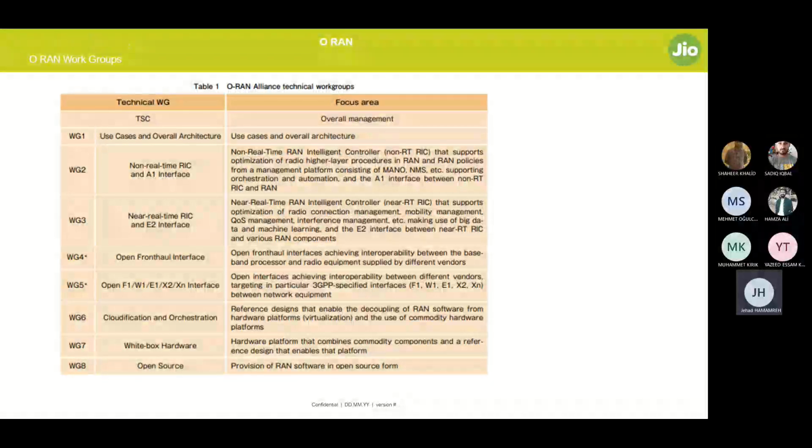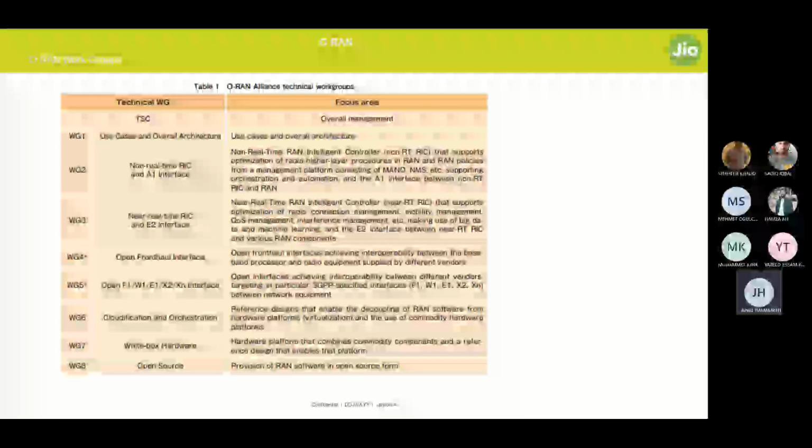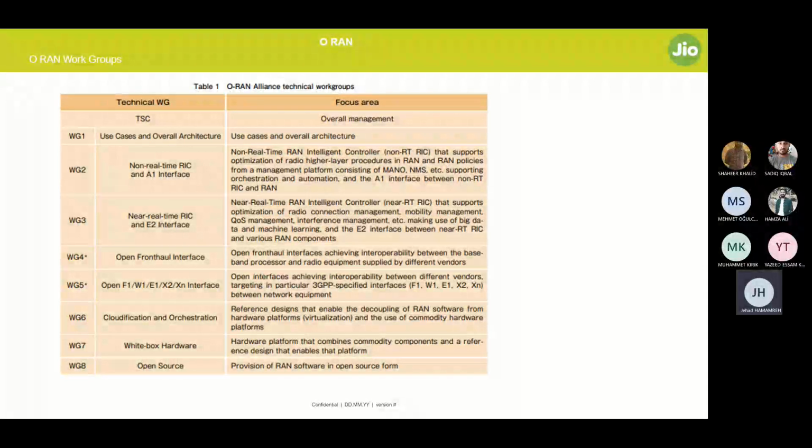Work group 6 is responsible for defining reference designs that enable the decoupling of RAN software from the hardware platform, its cloudification, virtualization, and orchestration. Work group 7 is responsible for defining a hardware platform that combines commodity components and reference designs that enable that platform. Basically, they intend to build white box hardware.